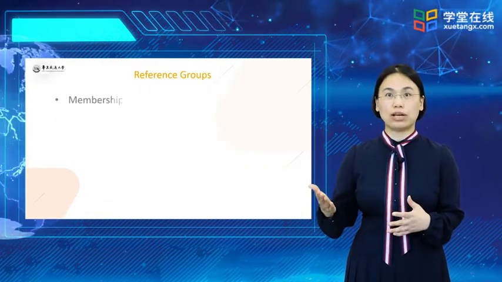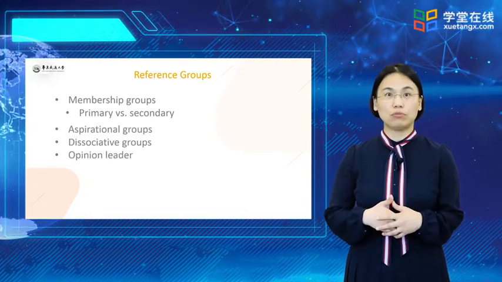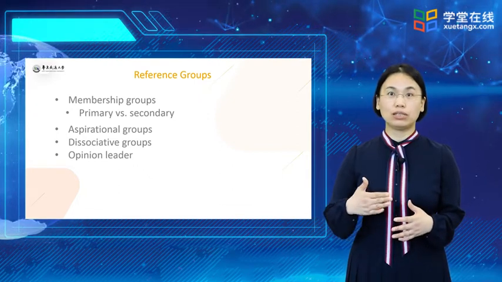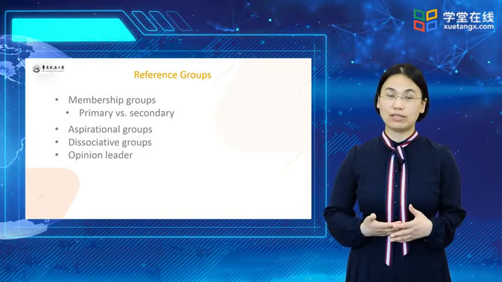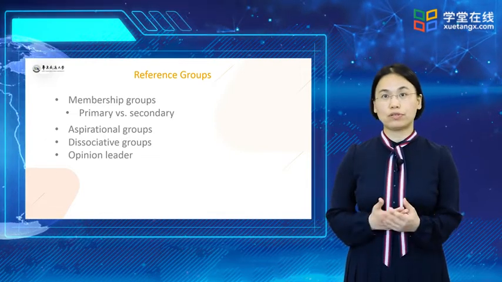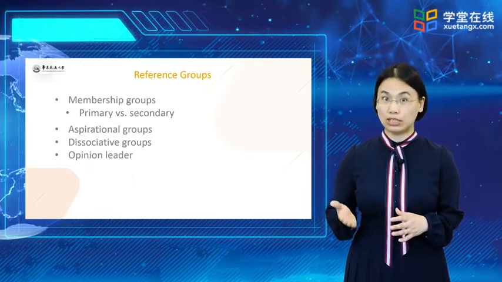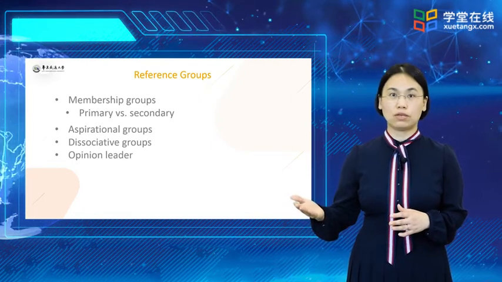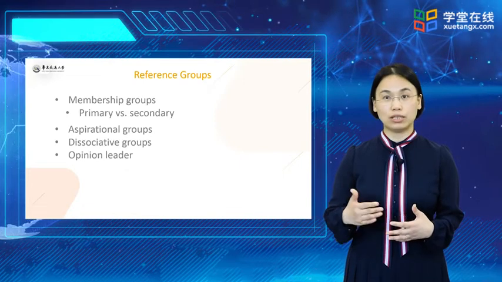Groups having a direct influence are called membership groups. Some of these are primary groups with whom the person interacts fairly continuously and informally, such as family, friends, neighbors, and co-workers. People also belong to secondary groups, such as religious, professional, and trade union groups, which tend to be more formal and require less continuous interaction.